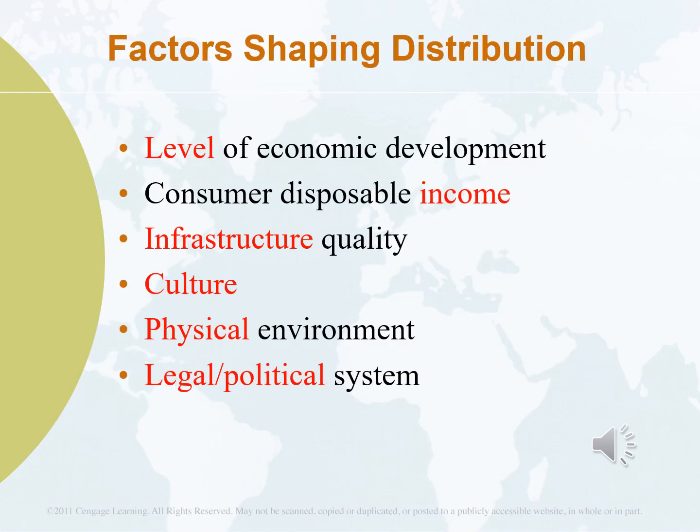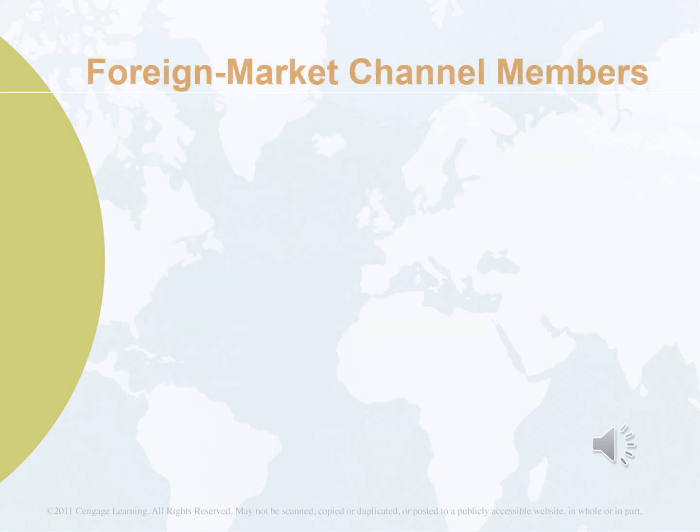And we talked about shaping your distribution, how level of economic development affects your selection of channel of distribution, and how consumers' disposable income affects that. I mentioned consumers' total income, disposable income, and discretionary income. Make sure you know the differences among the three, and they will be in your test as well. We also talked about the quality of infrastructure in the country, and cultural factors: physical, legal, and political cultural factors.